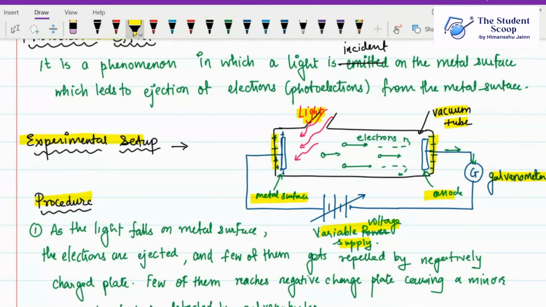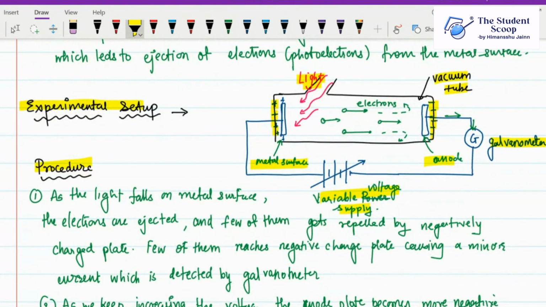So what we do is, as the light falls on the metal surface, electrons are ejected and a few of them get repelled by the negatively charged plate. So there is a repulsion that is happening, you can see. That repulsion will make sure that low energy electrons are rejected, while some high energy electrons reach the negatively charged plate and cause a minor current, which is detected by the galvanometer.